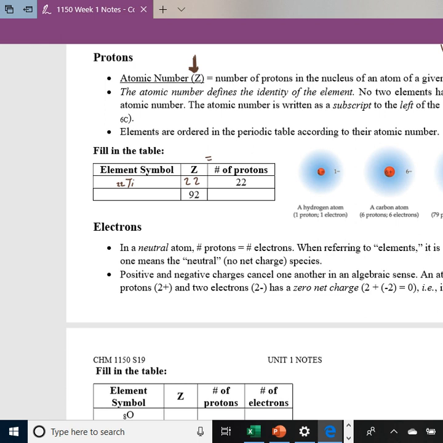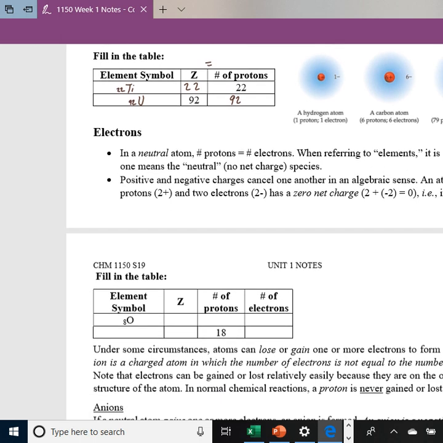If my Z is 92, then I know that that also means my number of protons is 92. And if I look at the periodic table again, that is uranium, U, and then we write 92 to the left.